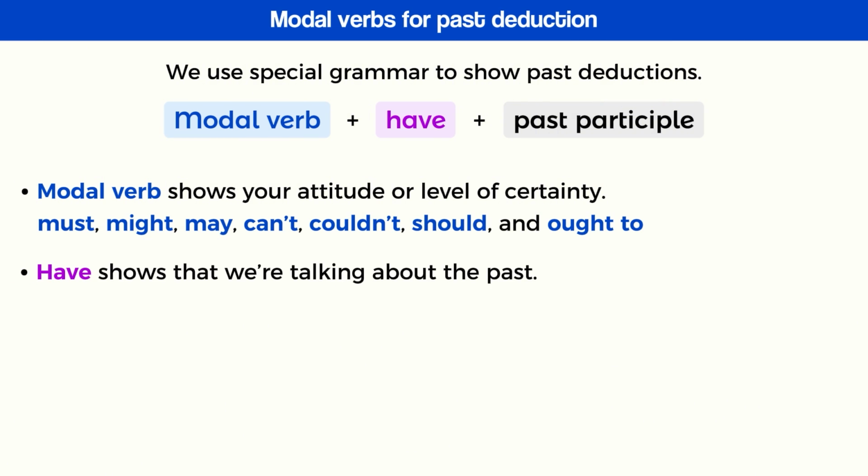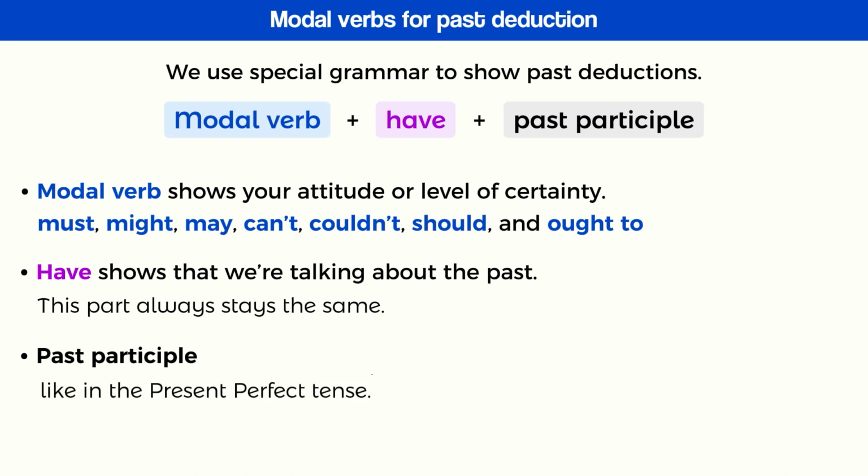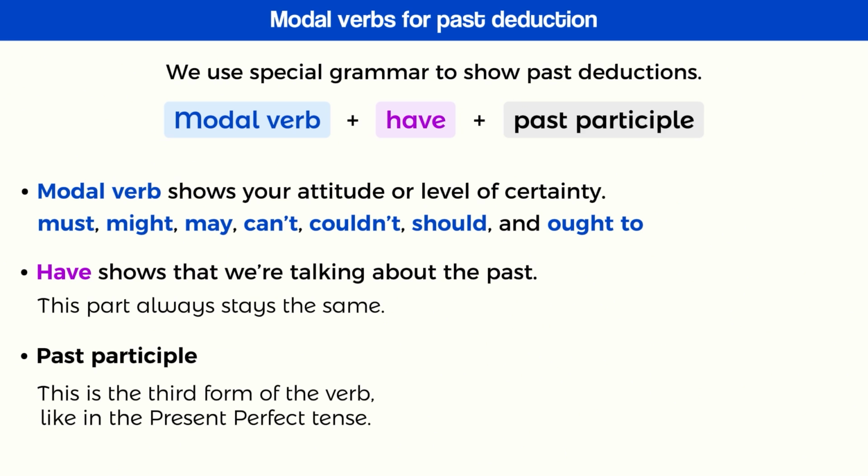Have. This part always stays the same. It shows that we're talking about the past. Past participle. This is the third form of the verb, like in the present perfect tense. For example, work, worked. Go, gone. Must have. The structure is the following. Must have plus past participle.